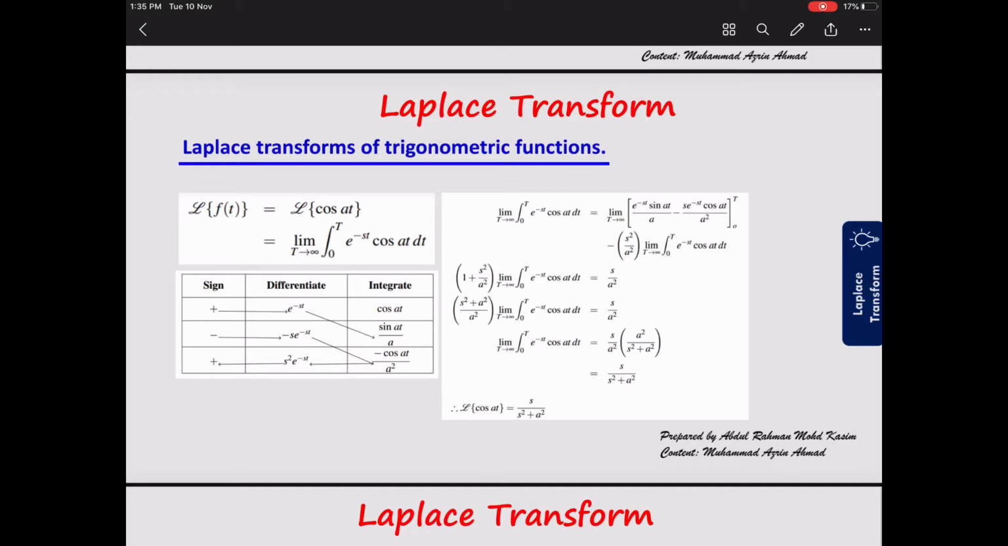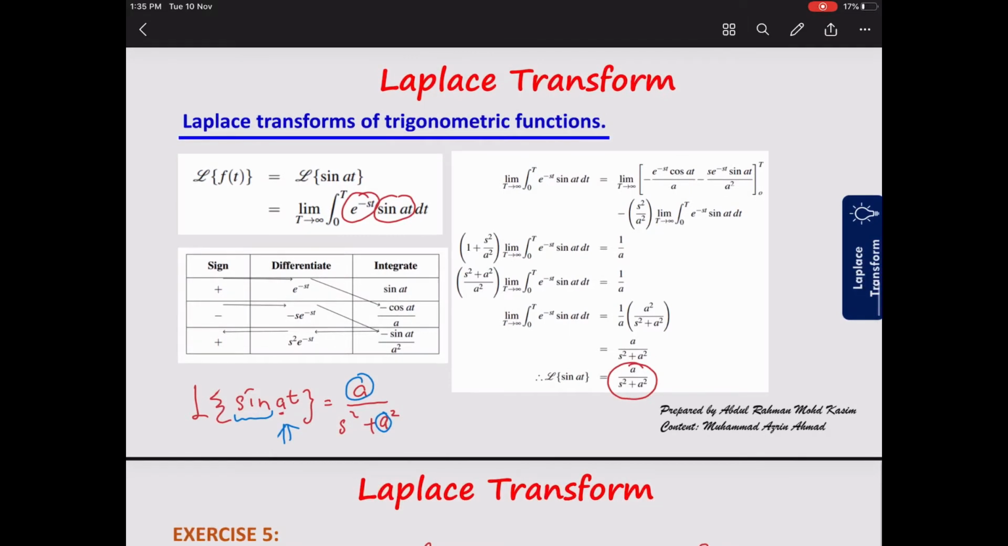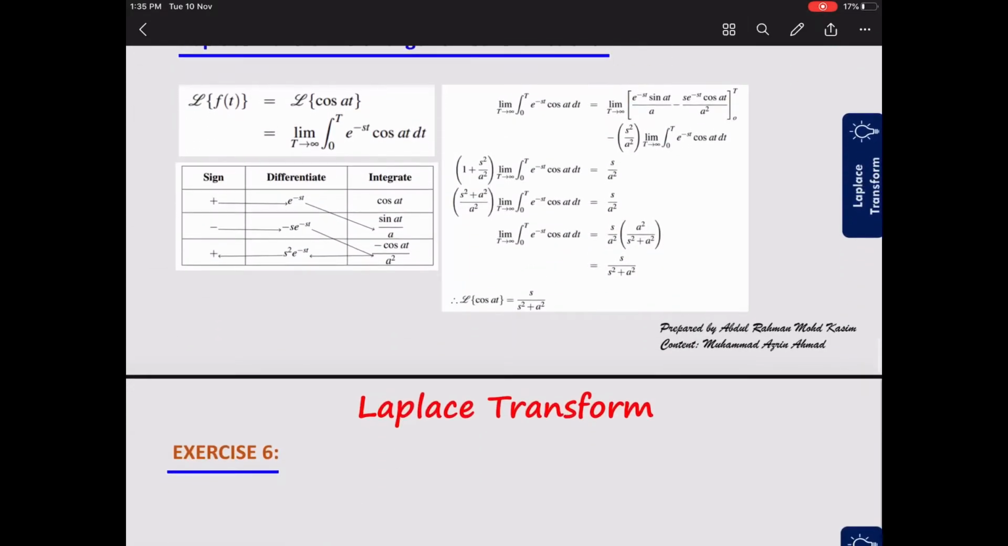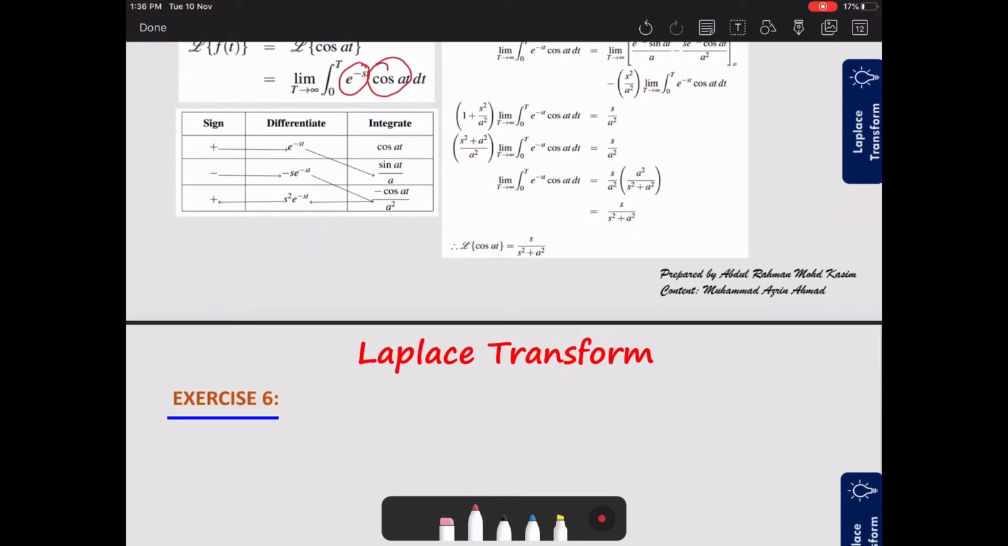Now we would like to proceed for the Laplace transformation of functions involving trigonometrics. Previously, we have gone through the function with sine at. But now we would like to proceed with the function cos at. By the definition, it involves the cos at and also the exponent. We need to integrate, taking the limit as t approaches infinity, and finally this is our transformation of cos at. We will obtain s over s squared plus a squared.